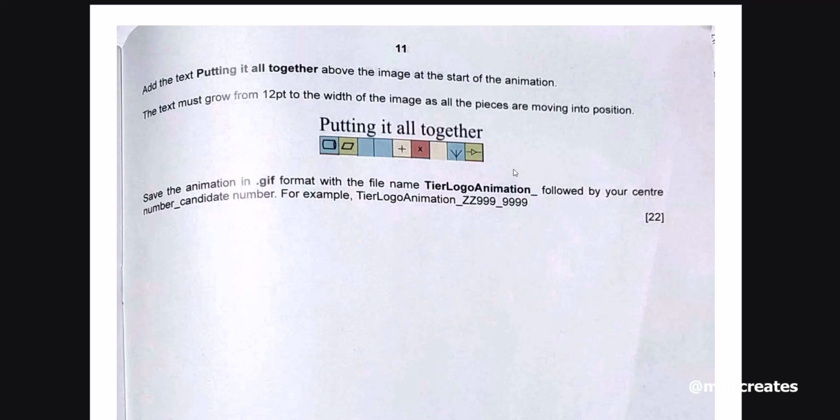Add the text, putting it all together above the image at the start of the animation. The text must grow from 12 points to the width of the image as all the pieces are moving into position. Save the animation in GIF format with the file name TL logo animation underscore followed by a center number underscore candidate number.